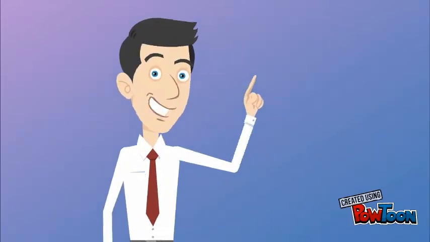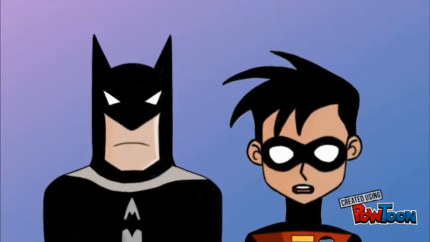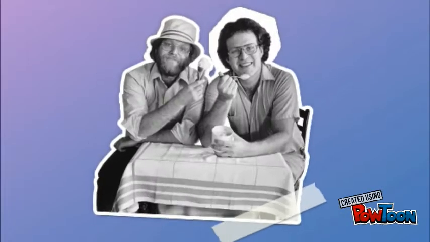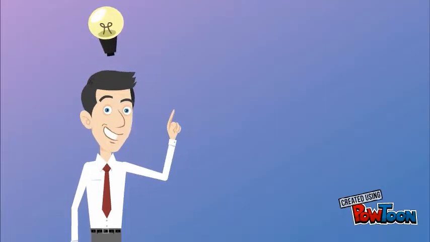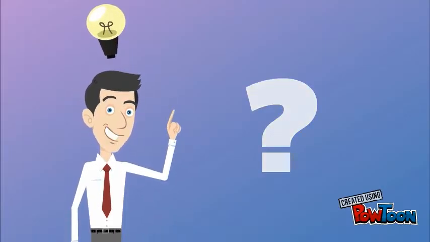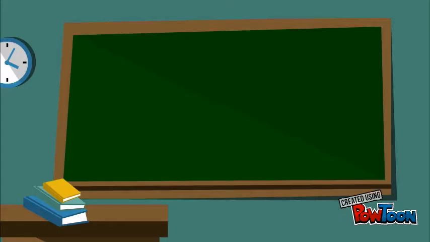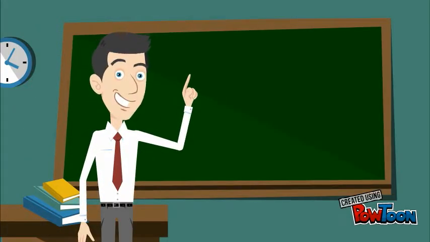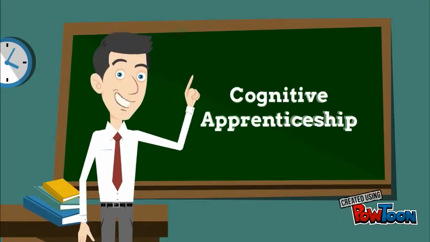Everyone seems to have an apprentice these days. Batman has Robin, Superman has Lois, Ben even has Jerry. So if it's such a good way to learn, why don't we learn this way in class? Well, now we can, with the cognitive apprenticeship approach.